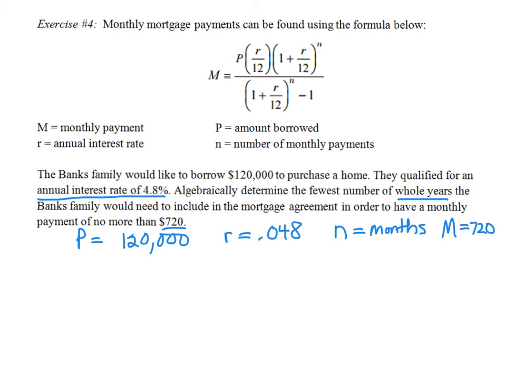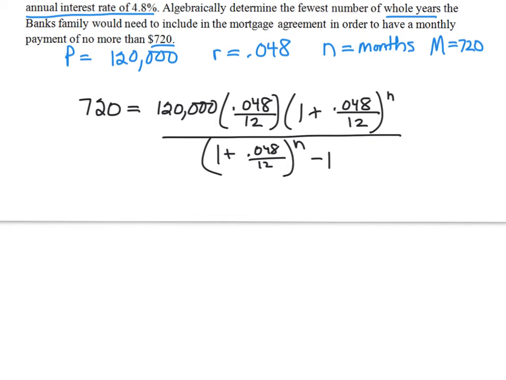So take a minute and substitute those values into the formula, and that's as far as I want you to go. Then come back and look at mine. Now look carefully and make sure that you have exactly the same thing that I have written down. 720 is my M value. 120,000 is the P, the amount that we want to borrow. 0.048 goes in every place that I saw an R in the formula. And we're going to be solving for n, so we left n in the equation.